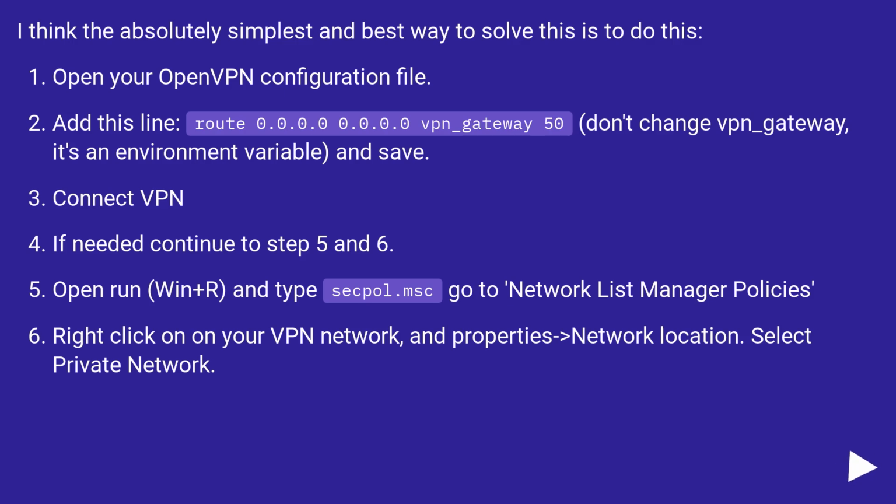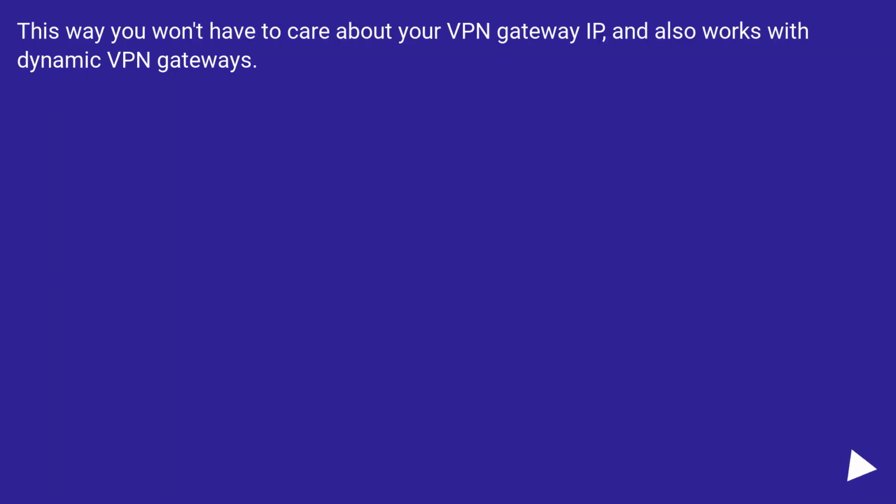Open Run, Win+R, and type secpol.msc, go to Network List Manager Policies. Right-click on your VPN network, then Properties, Network Location. Select Private Network. This way you won't have to care about your VPN gateway IP, and it also works with dynamic VPN gateways.